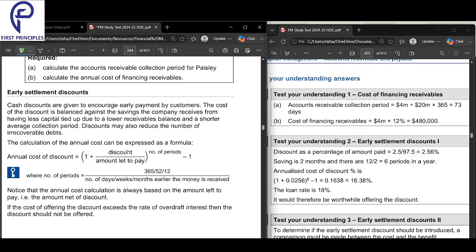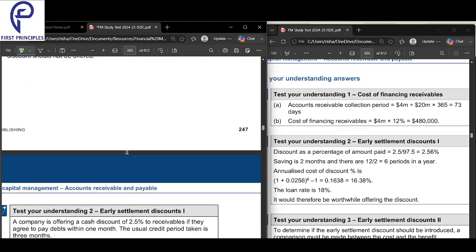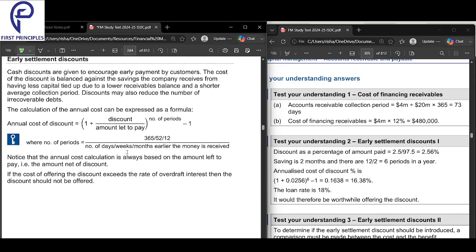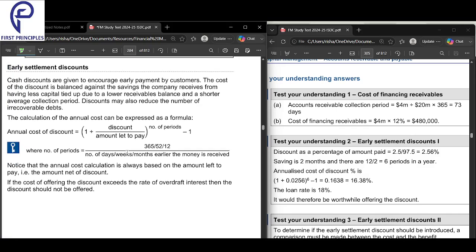How much are you saving, in the sense that before people used to pay in 3 months? Now when are you giving a discount? If they pay within 1 month. So how many months are you saving? 2. So write 12 by 2, which is 6. Number of periods is 6. So now you do to the power of 6.